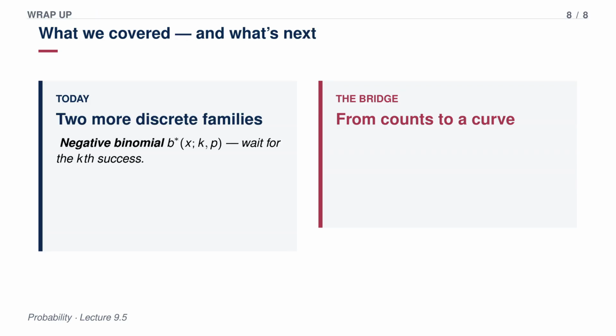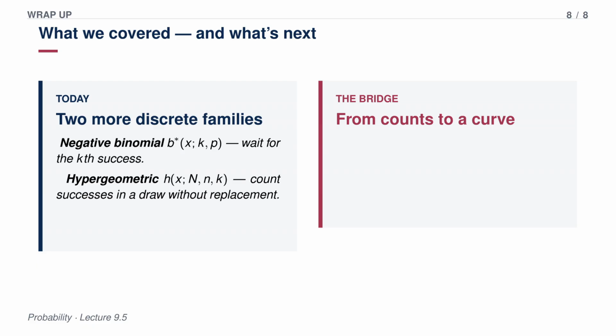Let's wrap. 2 new families today. The negative binomial, or Pascal, for the wait until your kth success. And the hypergeometric, for counting successes when you draw without replacement. Put those next to the binomial and geometric from last time, and that's the full set of 4 discrete families, each one answering a different question about yes or no trials.